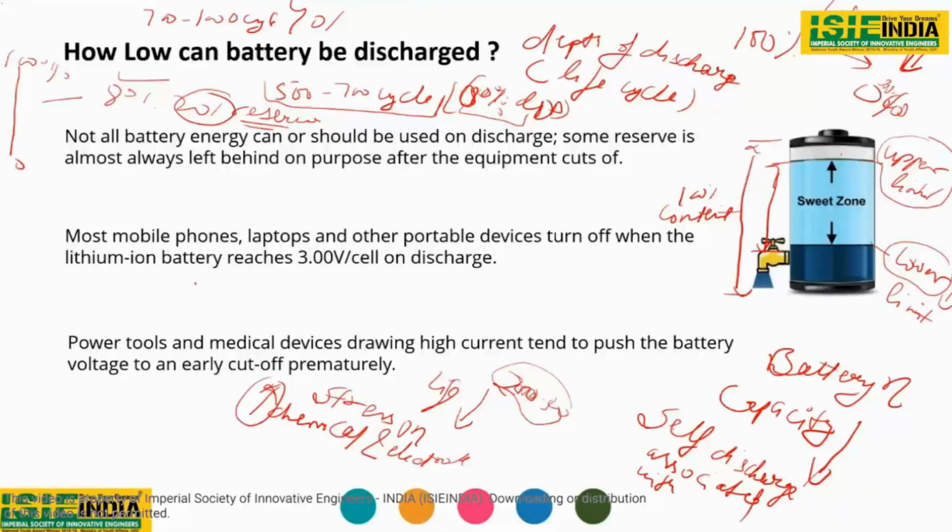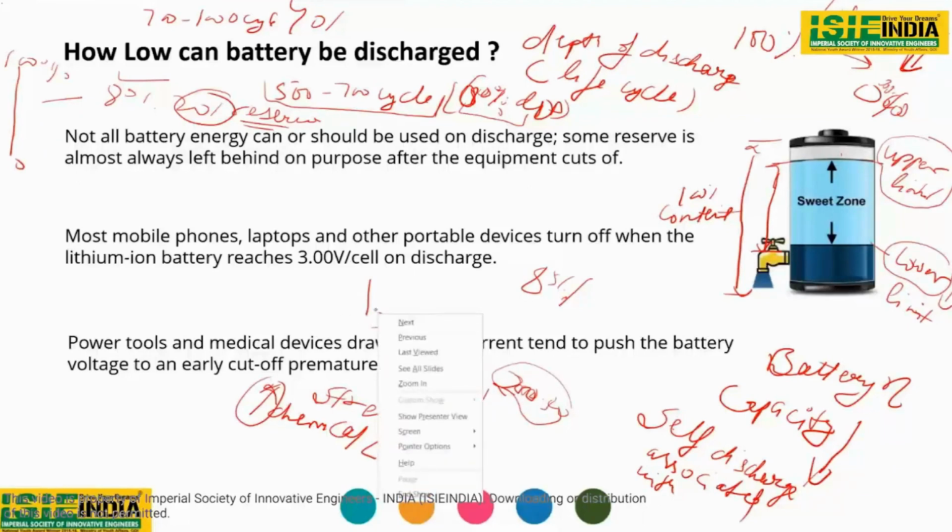Now, with your mobile phones also, wherever you are using lithium-ion batteries, it is generally advisable to not go beyond 85% charge. Generally, if you are discharging your phone, do not go below 30%, and do not charge above 80 to 85%. So just operate in between them.